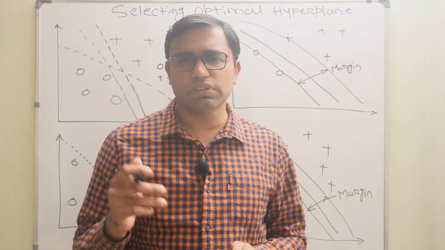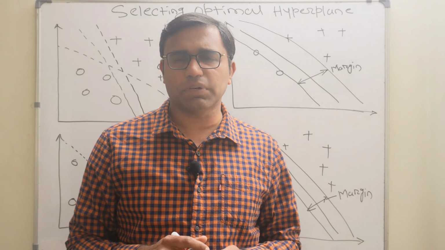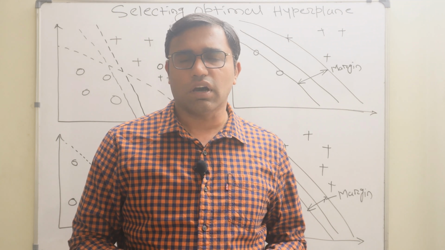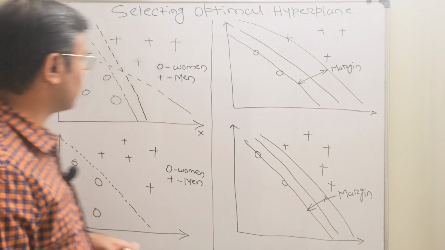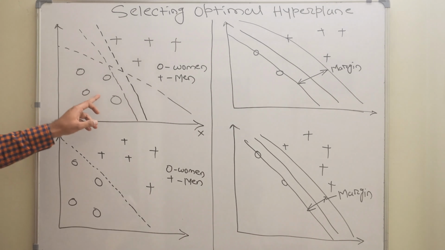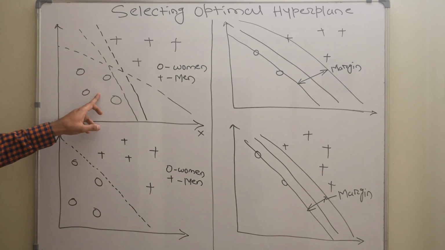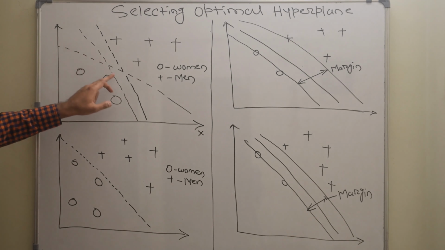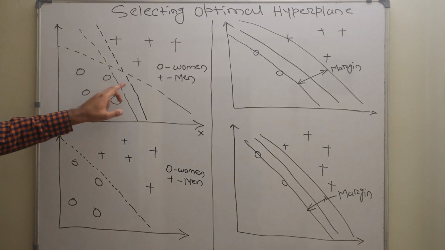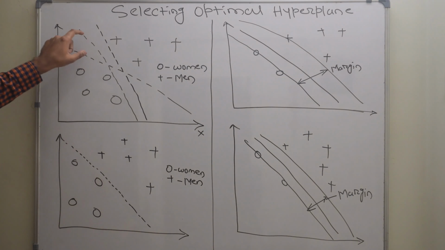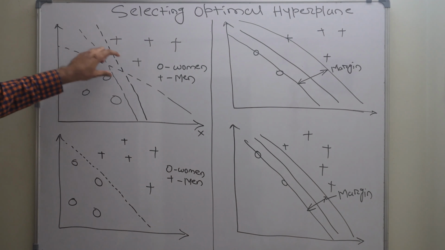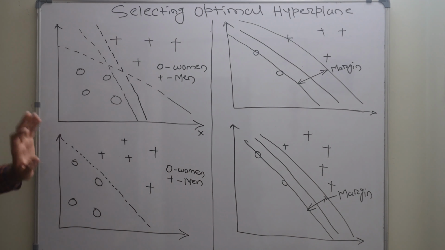So first of all, we will see what a hyperplane is, how it differentiates various classes, and then how to select the optimal hyperplane. So here you can see there are two classes. The circle represents women and the plus represents men. So there are multiple hyperplanes. See, this dash line is nothing but a hyperplane which is differentiating these two classes. So it is clearly differentiating men and women here.